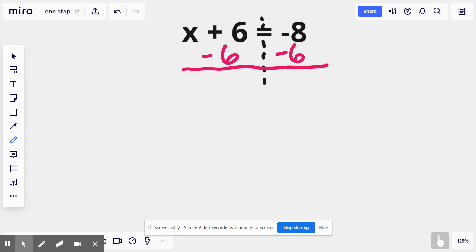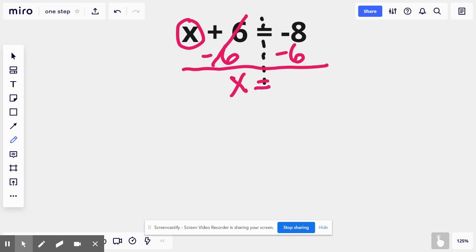Okay? So now let's look at what we have on the left side of the equal sign. I have a positive 6 and a negative 6. Those are zero pairs. They are opposites. If I have 6 of something and I take 6 away, I have nothing. So these cancel out, and all I have left on that side of the equation is an x. So I'm going to bring that x down, equals, and then I just simply simplify the right side of the equation.